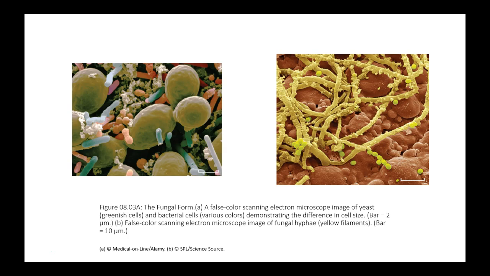This just shows an image of yeast surrounded by some bacterial cells, and the larger cells there are the yeast. So this would be a yeast cell, this is a yeast cell, this is a yeast cell that's actually budding, growing new yeast cells from here. This is a form of asexual reproduction. You can see how much bigger the yeast cells are compared to bacteria. And remember, bacteria are prokaryotes, yeast would be eukaryotes.